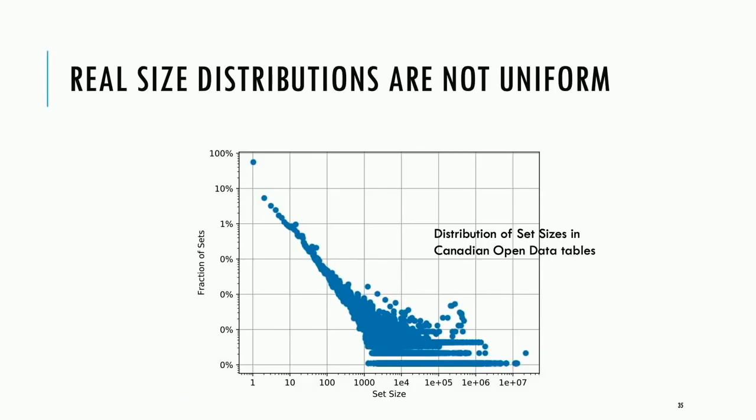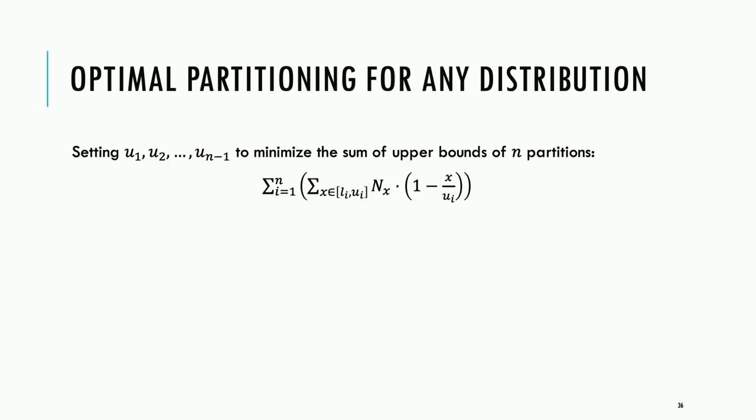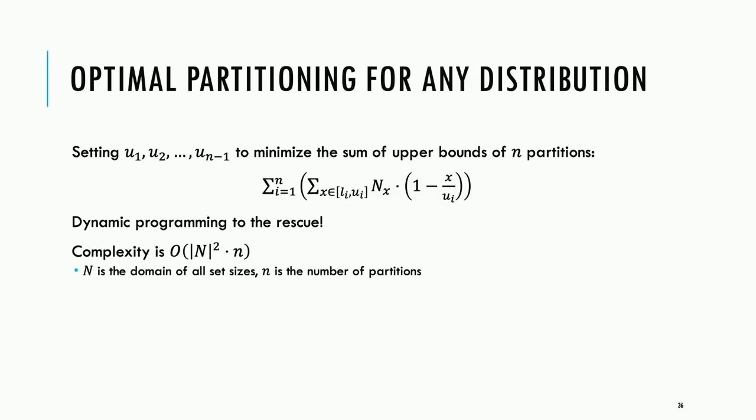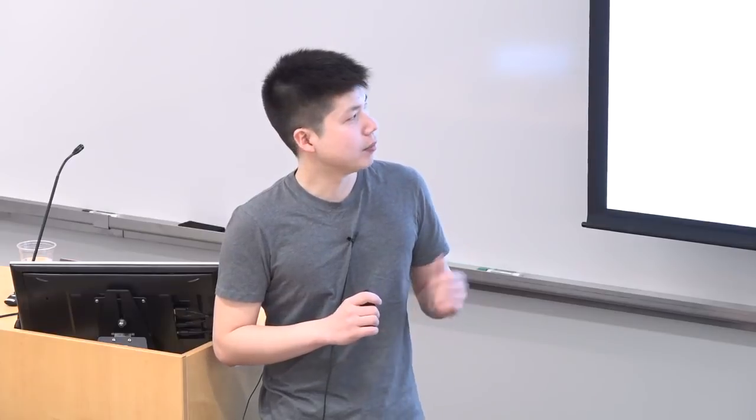So now we know how to solve the optimal two-partition case for a uniform distribution, right? But the problem is the real data distribution is not always uniform, right? In the case of open data, it's actually close to Zipfian. So how are we going to do about that? So we can kind of model this problem as an integer programming problem. The variables are the partition boundaries. So given n partitions, you have n minus 1 different variables. And the objective is to minimize the total false positive from all the partitions. So integer programming is NP-hard. But for this particular problem, we can actually solve it using dynamic programming. And the complexity of dynamic programming is big O of N squared, with big N being the total number of different set sizes, multiplied by the number of partitions.